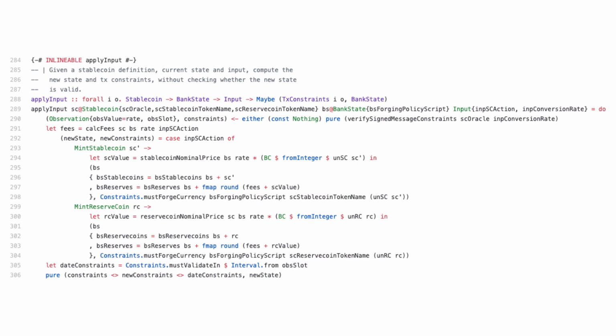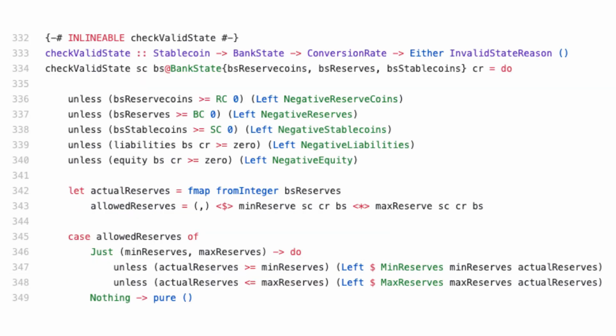Okay. So this shows what happens when you apply the actions of minting stablecoins or minting reserve coins. And finally, you can see here some code checking the conditions. For example, down there you check that the actual reserves must be greater than the minimum reserves calculated by the minimum reserve ratio, and it must be smaller than the maximum reserve ratio.